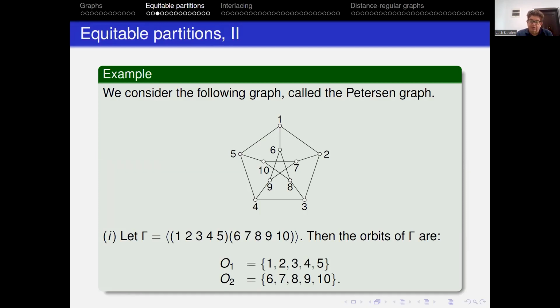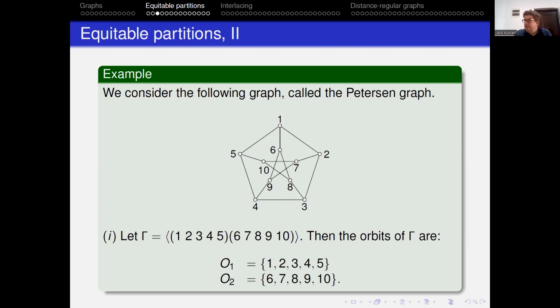So that means that 1 goes to 2, 2 goes to 3, 3 goes to 4, 4 goes to 5, and 5 goes to 1. And 6 goes to 7, and 7 goes to 8, and 8 goes to 9, and 9 goes to 10, and 10 goes to 6. Then this has two orbits, namely O1 is 1 to 5, and O2 is 6 to 10. And you see that there are two 5-cycles.